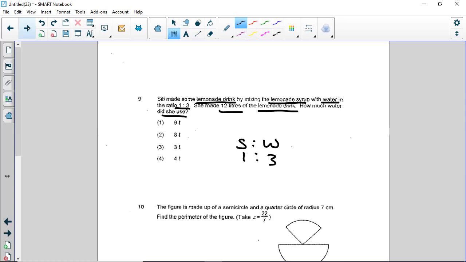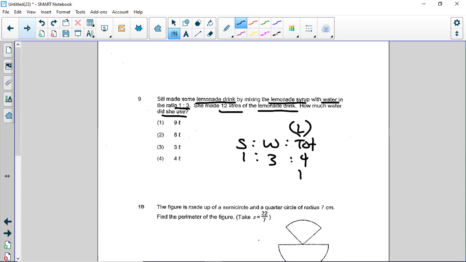When you use ratio method, there is a total. What is the total? The total is the mixture, or the lemonade drink that you mix together, right? So you must have a total in your ratio. Otherwise, you cannot solve. Okay, when you use ratio method, you always have a total there.